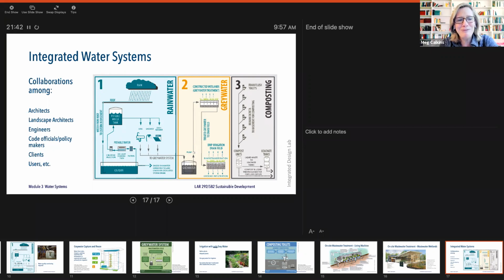And then very importantly, clients need to be there at the table so they truly understand what they're buying into. And users need to buy in as well, because, for instance, a composting toilet isn't going to work properly unless the user uses it properly. So all of these folks need to be at the table right from the start with these integrated water systems. But if they are, it can pay off substantially.